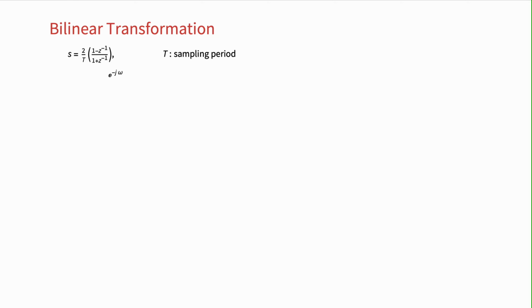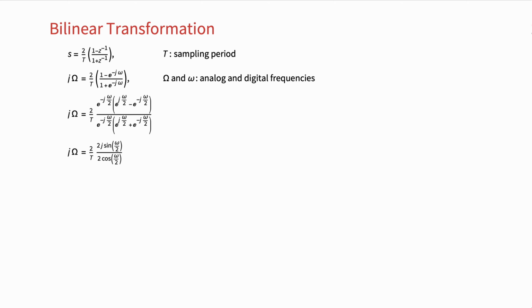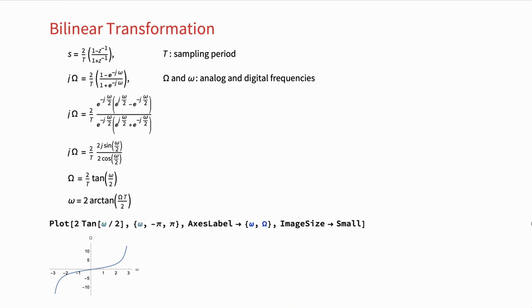Consider the unit circle e to the power minus j omega in the Z-plane and apply the bilinear transformation to the unit circle. It will map it to the imaginary axis as shown here. Here we are using capital omega and omega to denote analog frequencies and digital frequencies respectively. So we have a nonlinear mapping between the analog and digital frequencies. If we rewrite the transformation as shown here and use the Euler formula and simplify further, we get the reverse mapping as shown here. You can see this transformation, which is called a pre-warping transformation, in the plot shown here.